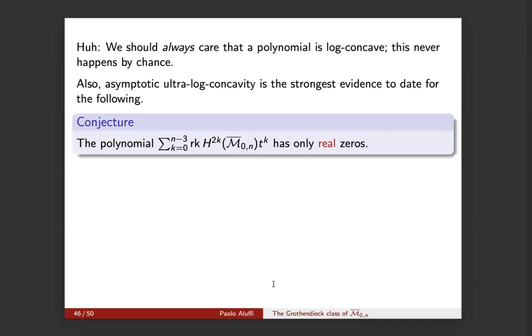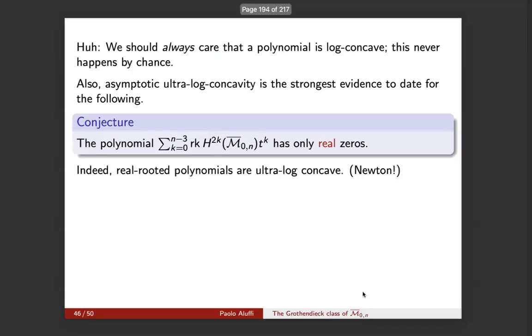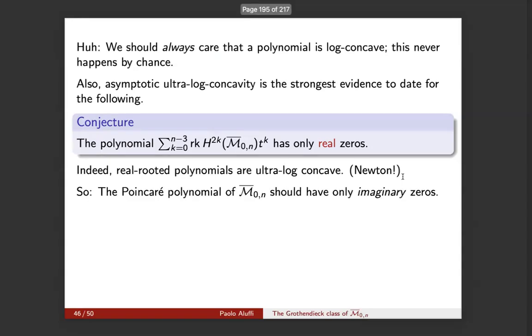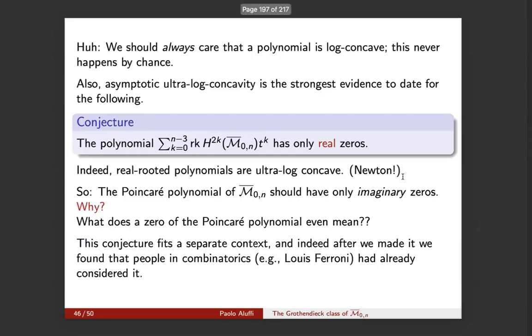Now, the result of that is attributed to Newton. It kind of seems a little silly to attribute something to Newton, but apparently somewhere in Newton's writing there's the observation that real rooted polynomials are ultra-log concave. So it's natural to conjecture that the Poincaré polynomial for the even Betti numbers has only real zeros, and once we made a conjecture, we found that other people had made it, and particularly I want to mention Luis Ferroni.